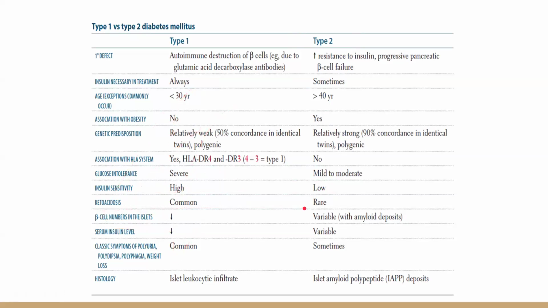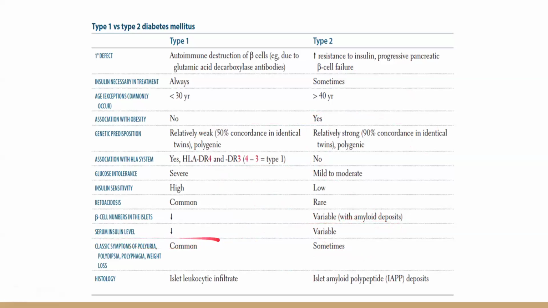Ketoacidosis is common here, but rare here. Why is it common here? Lipolysis. Beta cell number in islets is low. Why? Because that's the primary problem here: the destruction of the beta cells, the autoimmune destruction. Your white blood cells came and destroyed the beta cells. That's why they're low here. Here, it's variable because eventually you have beta cell failure, like it's burnt out. So initially not hurt, but later on maybe.